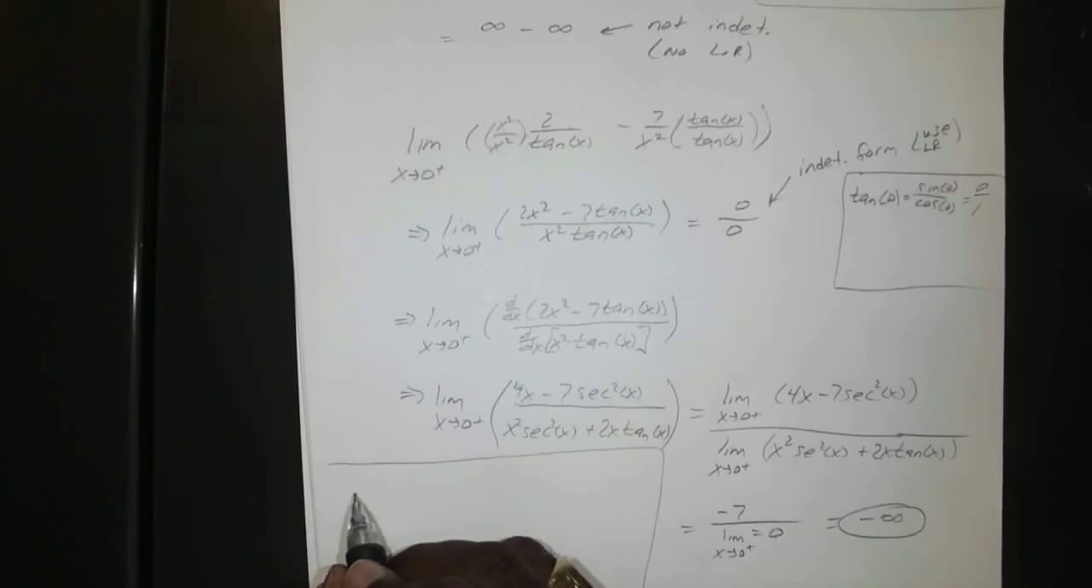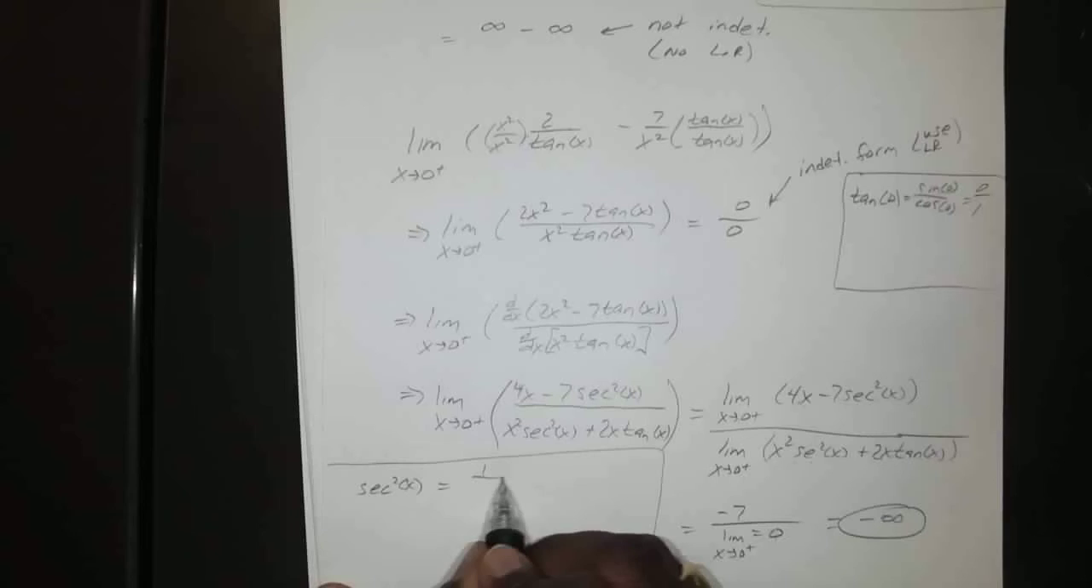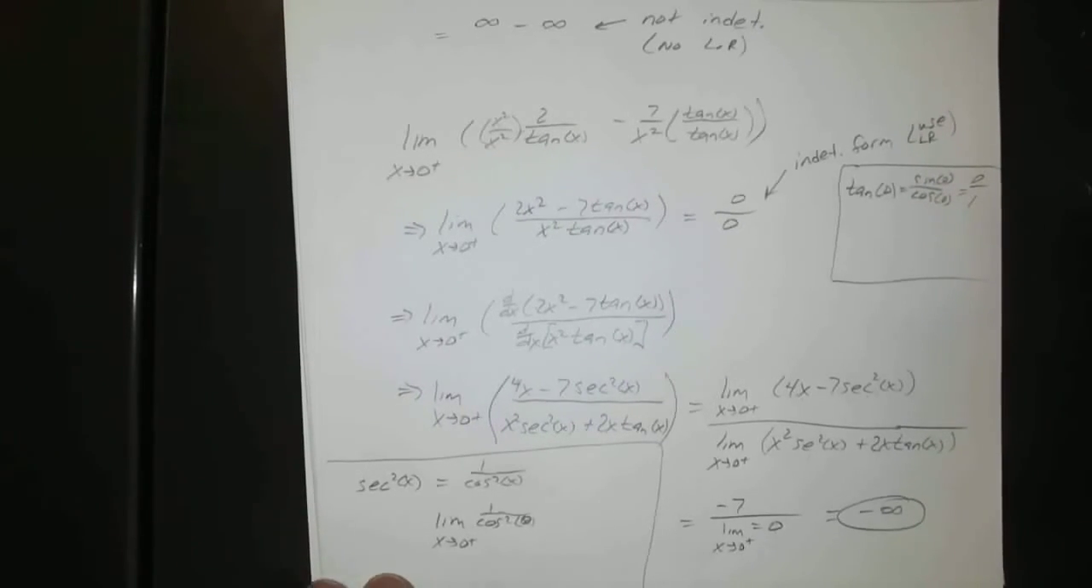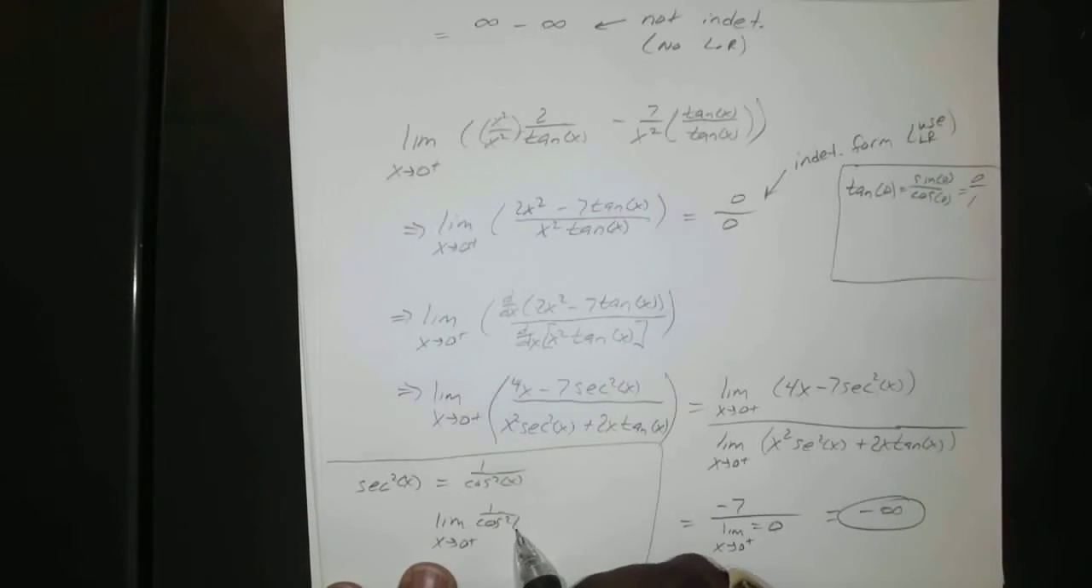Okay, but secant squared is just 1 over cosine squared. You plug in 0 for that. Yep, so the limit of 1 over cosine squared of x, well, cosine squared of 0 as x approaches 0, is just 1. Okay. So you end up with -7 times 1. Okay.